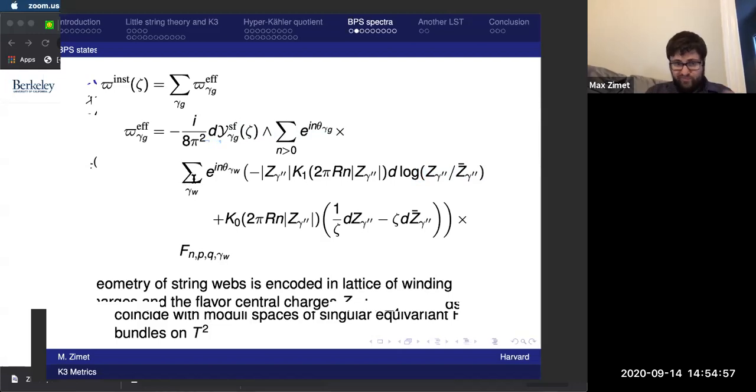So we can explicitly see the geometry of string webs winding around the base some number of times before they end on a singular fiber. That's what this lattice is. And that's very explicit here in the form of the dependence of the central charge. It takes this form. So this is basically the tension of one of these strings. It's just the magnetic charge times the complex structure.